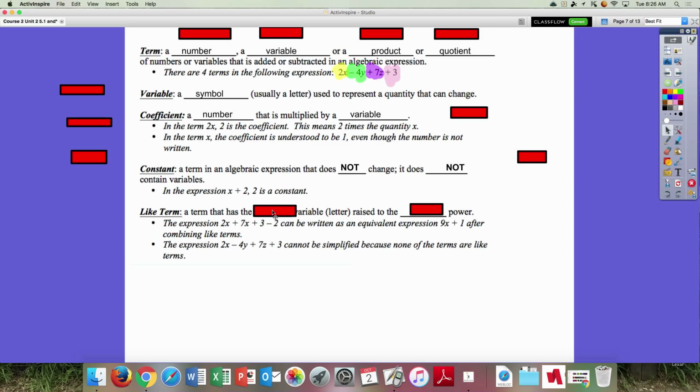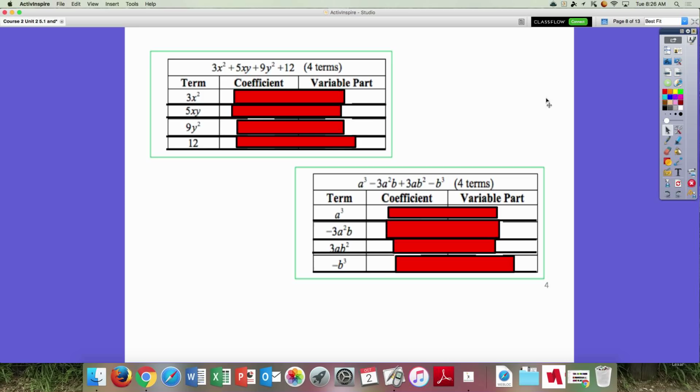When we can add like terms or put like terms together, they have to have the same variable and the same power. If you need to pause this and then come back with me, that's perfectly fine. All right, so we're going to do the bottom part together because this one's a little bit harder.